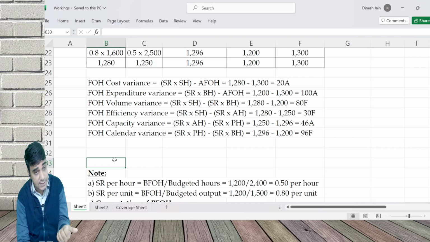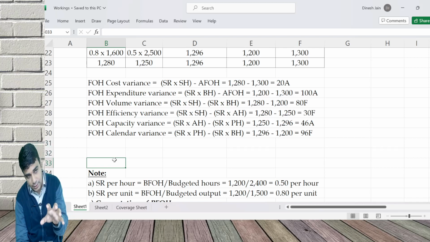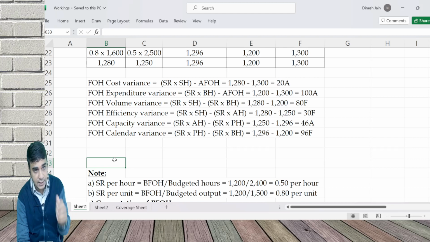So efficiency is a subpart. Capacity is also a subpart, because if you don't utilize the capacity fully, it will lead to volume variance. And calendar is also a subpart. If you work for more days or fewer days, both can lead to volume variance. Basic thing is, you wanted to produce 10,000 units, you have produced only 5,000. What can be the reason? Inefficiency can be a reason. Underutilization of capacity can be a reason. Underutilization of days or time can be a reason. Clear? Any doubts on this?